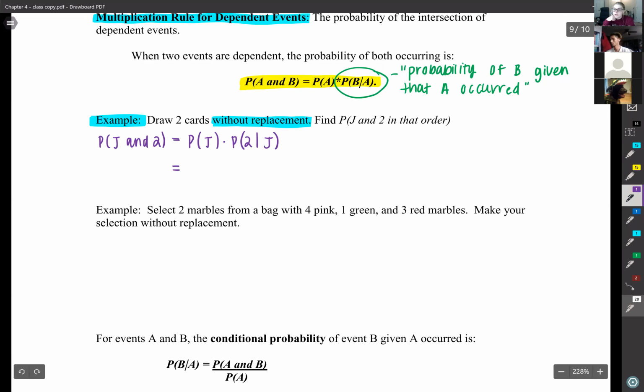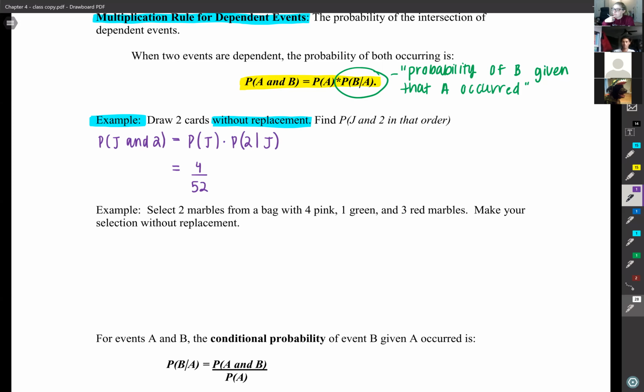All right, so the first part is not too difficult. The probability of getting a jack, we've done this multiple times. There's 4 jacks in a deck, so the probability of drawing a jack will be 4 over 52. That one is pretty standard. This next one is where you really have to think about it. The next part that we're filling in is the probability of drawing a 2 given that we drew a jack and we did not replace it.